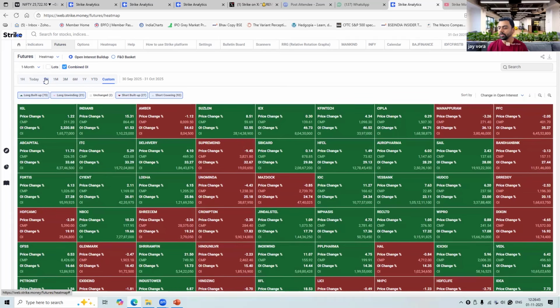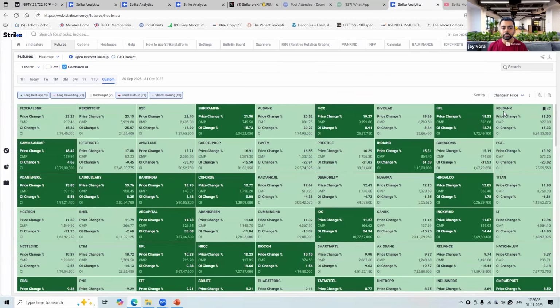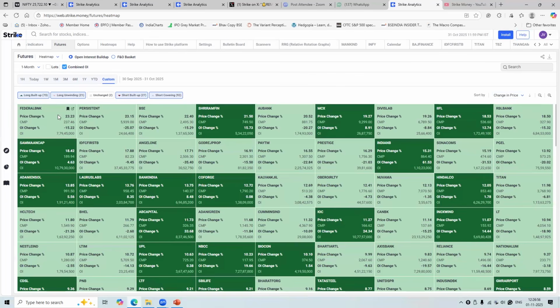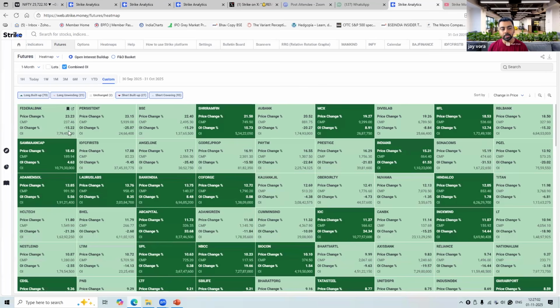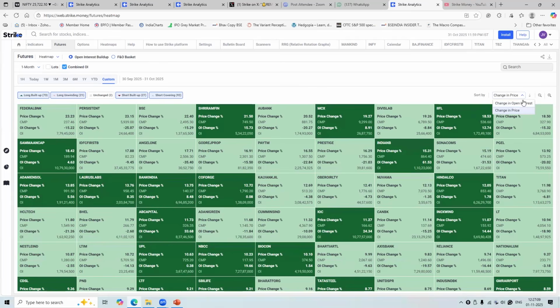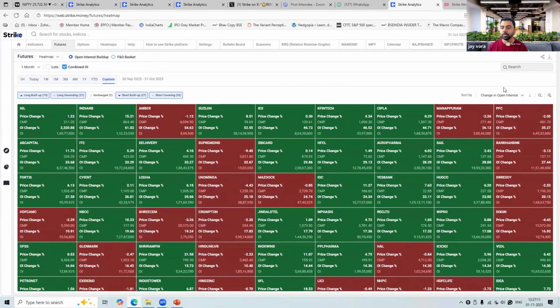You can do it anyway. If you want to see every week, you just go on 1 week and see it. Here we have the timeline. You can sort it based on open interest or based on price action. So over here, Federal Bank has seen 23% rise in price, but open interest has reduced 15%. So that way you can do all those scans. Okay, thank you very much. Yeah, welcome. Last question we'll take from Deepak.